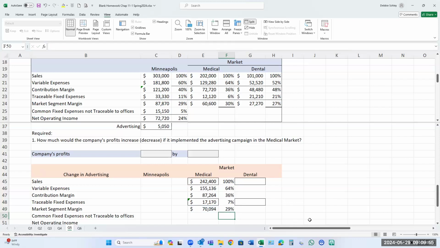Okay, so they want to know how much would the company's profit increase or decrease if implemented the advertising campaign in the medical market. So I have to subtract. So there's my market segment margin minus my previous market segment margin. So it increased by 9,000. And now they want me to figure out the same thing only with the dental.